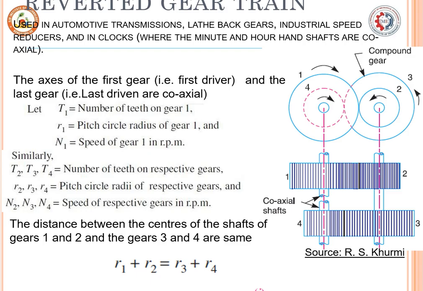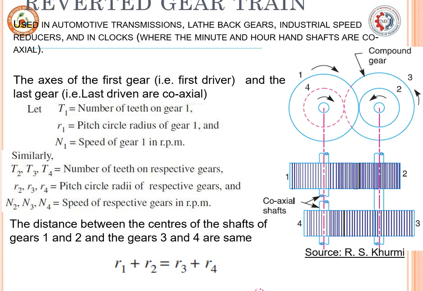Further, the reverted gear train is used in automatic transmissions, lathe back gears, industrial speed reducers, and in clocks. Here there will be two parts: one simple gear train and another compound gear. The compound gear is on a coaxial shaft with respect to the first driven gear, and it will be connected to the second gear.